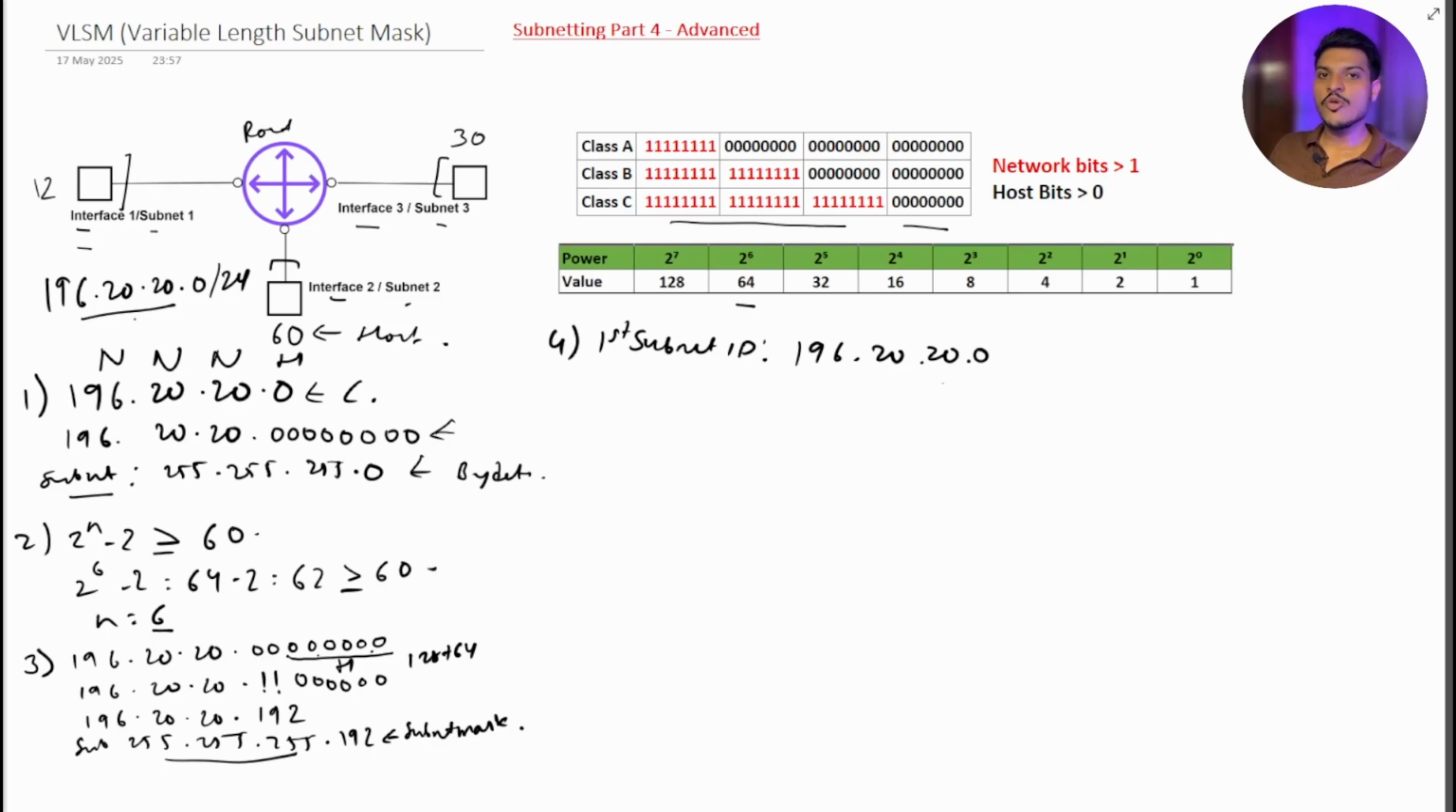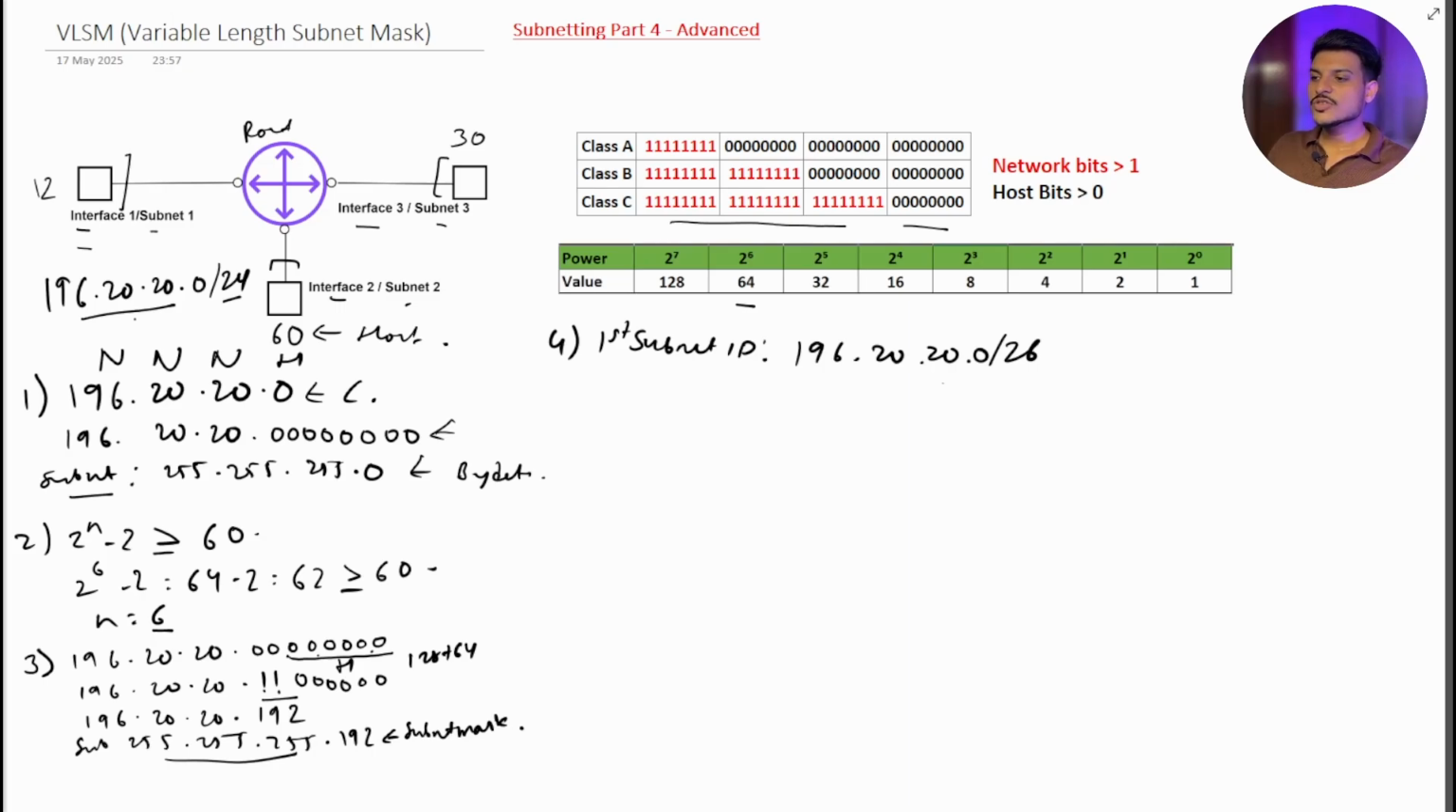Now, how many extra bits have we given to network? It is 2 extra bits we have given to network. By default, the CIDR range was /24. Now, as we have given 2 extra bits, it will become /26. So this will be our first subnet ID.